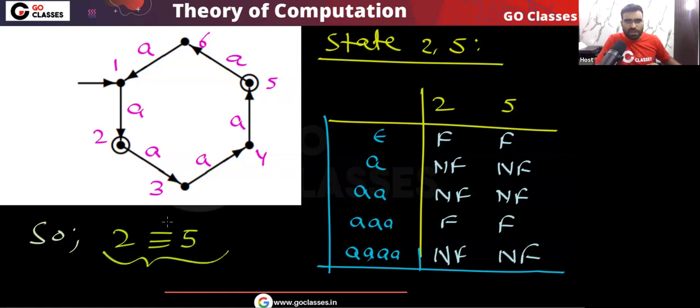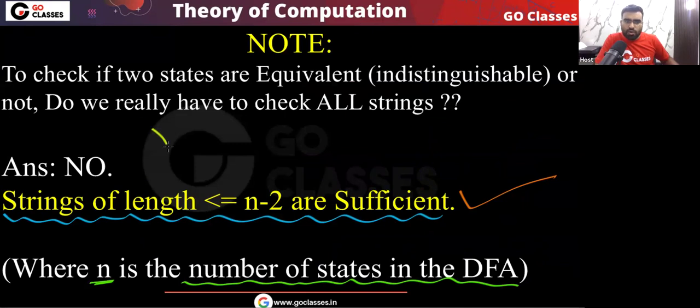State 2 is equivalent to state 5. Is this clear? Can you notice this method is very good? Do you agree with me that this result is very good, that you only have to check strings of length at most n minus 2.